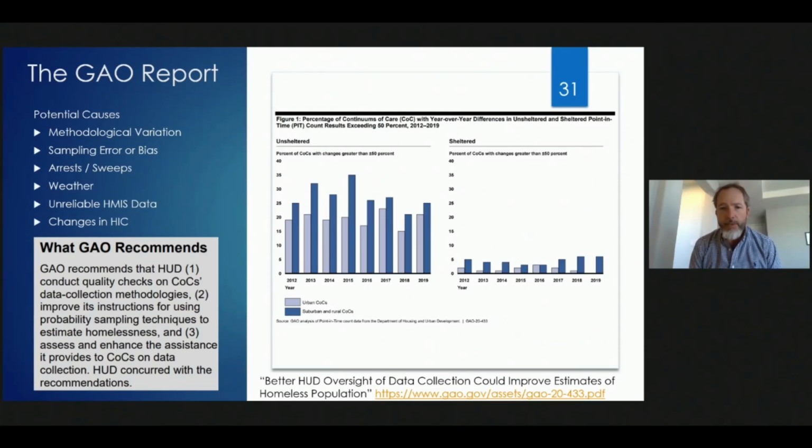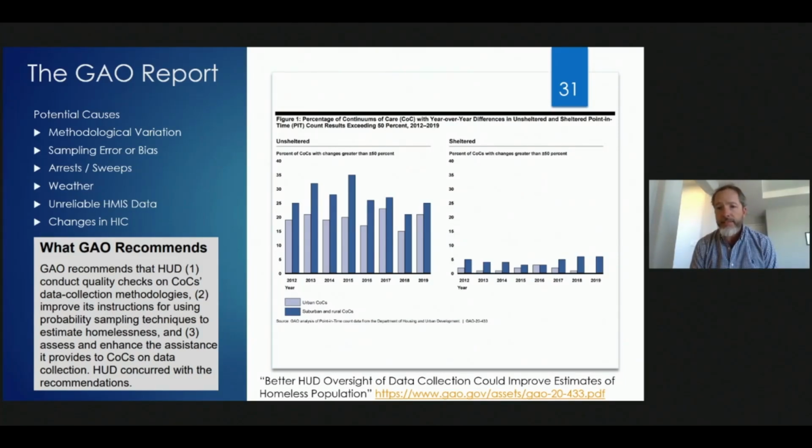And there's different reasons why that might be. It could be methodological variation. So what Kat had talked about as an example, they changed their methodology and really went from an observation-based count to really trying to survey people and changing the way they count people in RVs. That's an example that can cause some deviation from year to year.